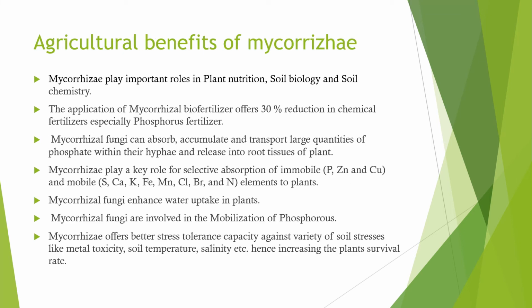Agricultural benefits of mycorrhizae. Mycorrhizae play an important role in plant nutrition, soil biology, and soil chemistry. The application of mycorrhizal biofertilizer offers a 30% reduction of chemical fertilizer, especially phosphorus fertilizer. Mycorrhizal fungi can absorb, accumulate, and transport large quantities of phosphate within their hyphae and release it into the root tissues of plants. Mycorrhizae play a key role in the selective absorption of immobile phosphorus, zinc, and copper, and the mobile sulfur, calcium, potassium, iron, manganese, chlorine, bromine, and nitrogen elements to the plants.